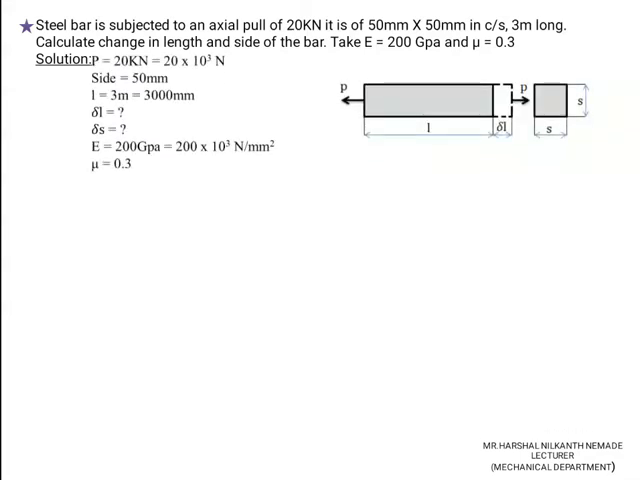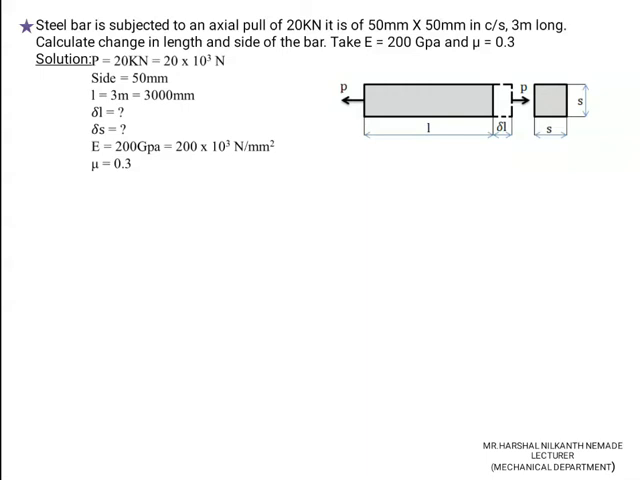So, given data. Draw the diagram of what they have said. 50 into 50 means a square bar is there, with a pull of 20 kilonewton, so P is equal to 20 kilonewton, converted to Newton by multiplying by 10 raised to 3. Side is given 50 mm. Length is also given, 3 meter is equal to 3000 mm, or you can multiply with 10 raised to 3 for converting meter to mm. Okay, what they have asked: calculate change in length, so delta L, and change in side, delta S, they have also asked.